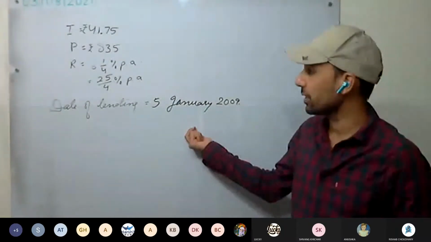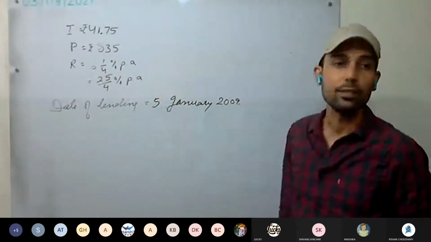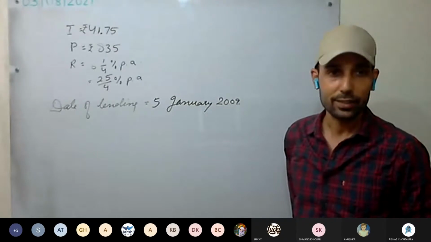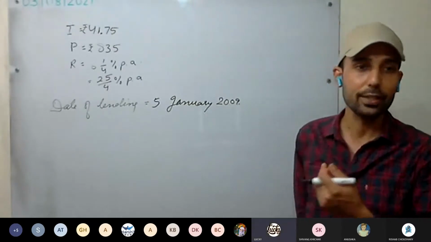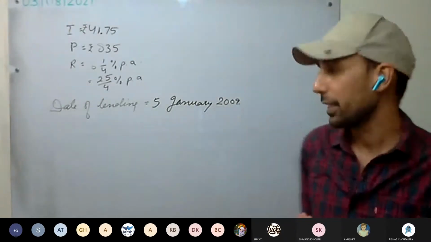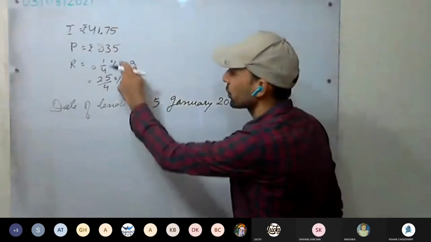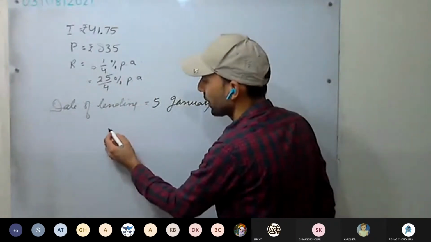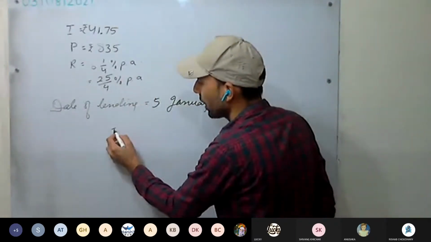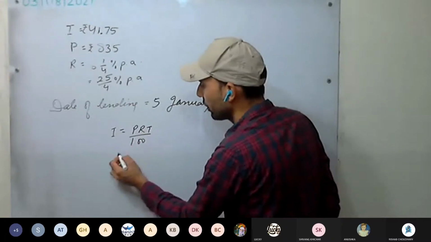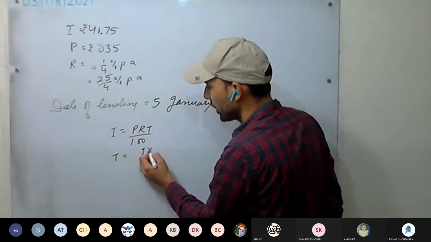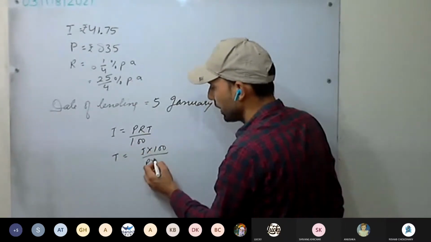We require to calculate the time, for how much duration the money has been lent. So how to calculate the time? I equals P R T upon 100, so T will be I into 100 divided by P into R.